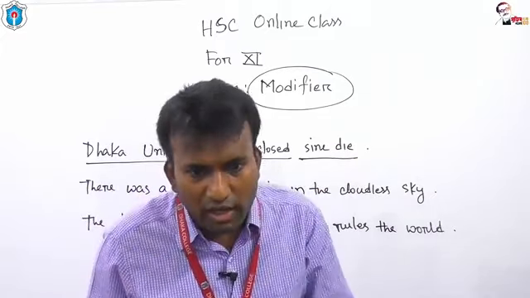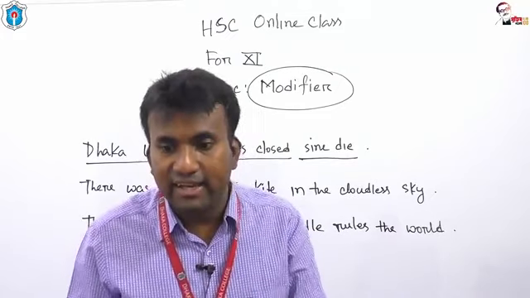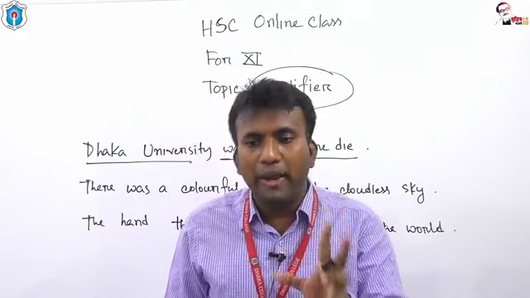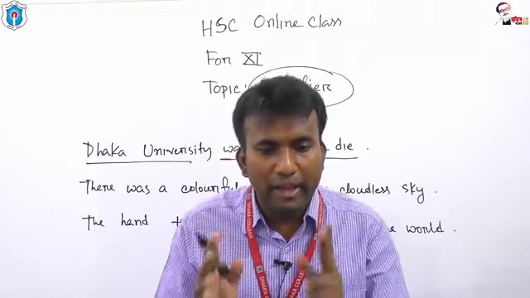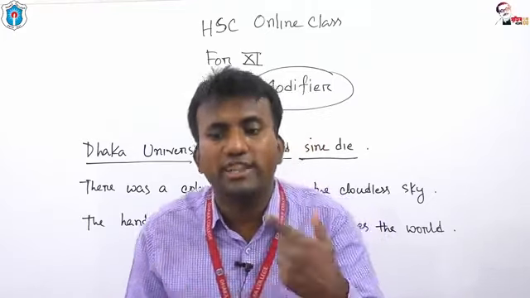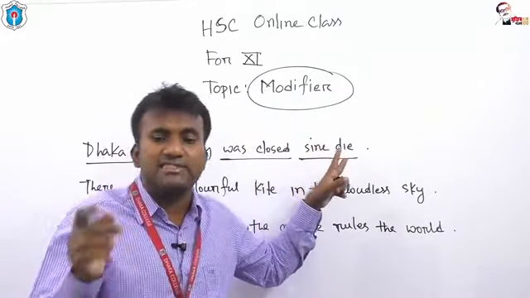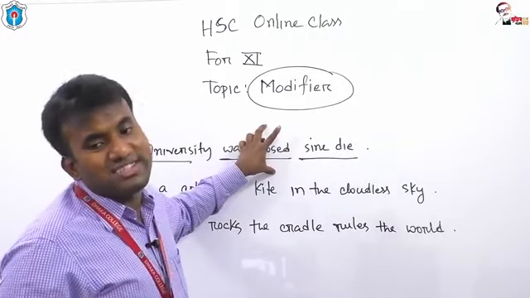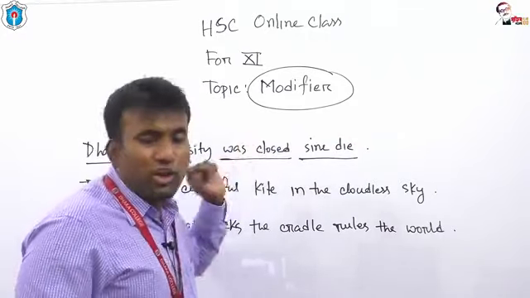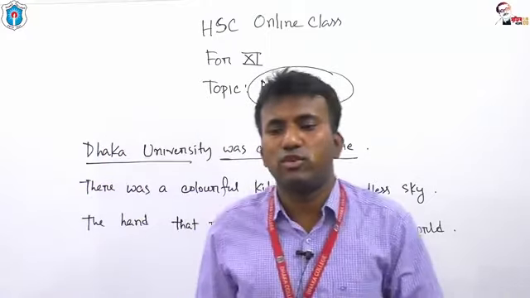Okay, one of my students has asked a question: what is sine die? Sine die is a phrase. The Bengali meaning of sine die is অনির্দিষ্ট কালের জন্য. Dhaka University was closed, sine die. Sine die is such a phrase which influences was closed. Closed is a verb.